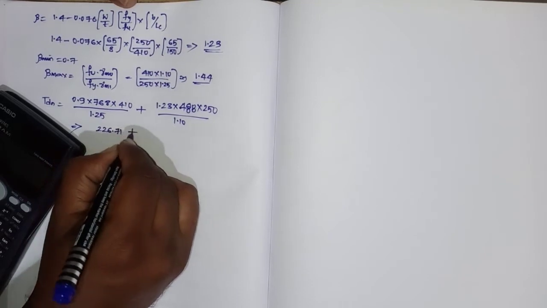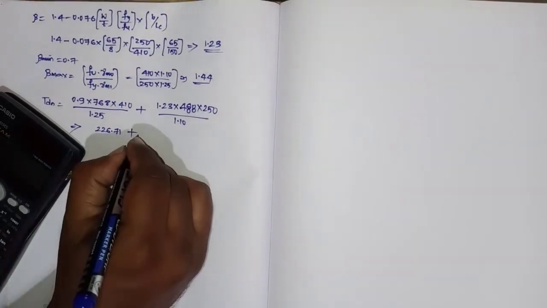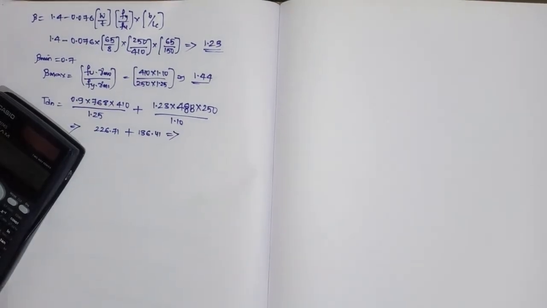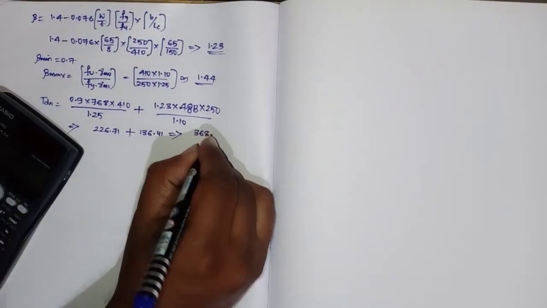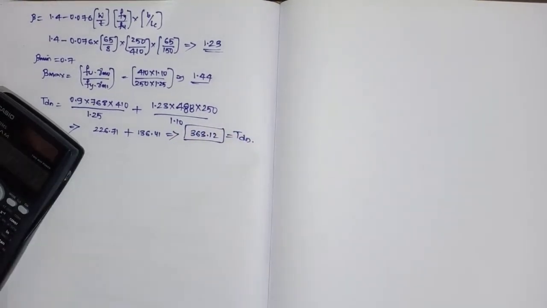So this one is 226.71 kilonewtons, plus 1.23 into 488 into 250 divided by how much, you are getting 136.41. So total is how much? 136.41 plus the previous one, so 363.12. It is what? TDN, right? Next we'll go with the block shear.